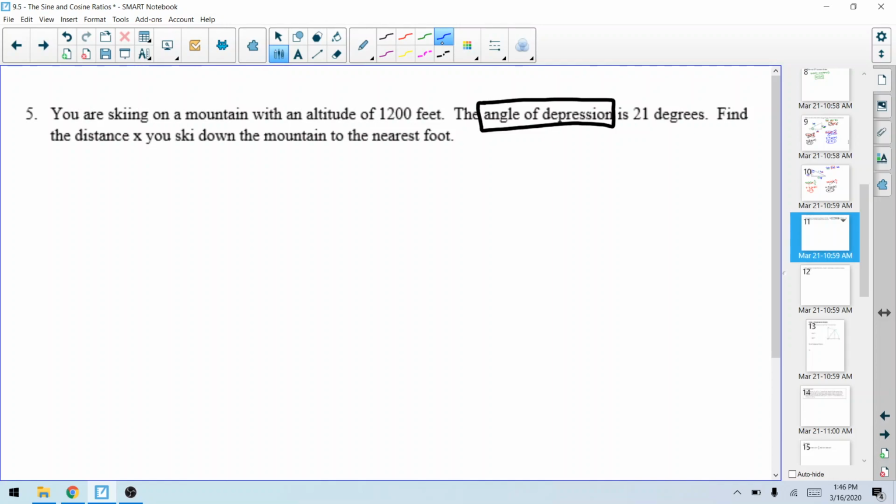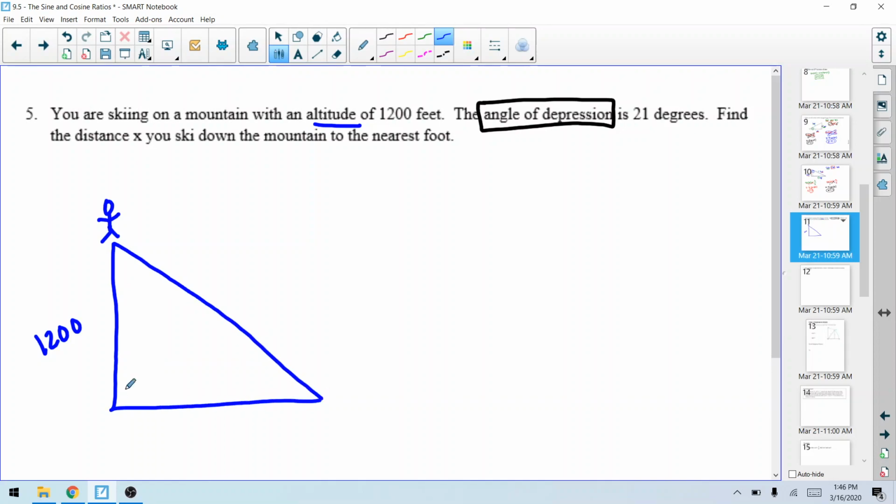So, first thing I'm thinking, you're skiing down a mountain. Here's your little dude. Altitude, that means height. Most people are going to start here, and they're going to say, okay, well, that's 1,200 feet. If you're skiing down a mountain, there you go. You're going to go down the mountain, 90 degrees, x. You've got to figure out how far he's going.